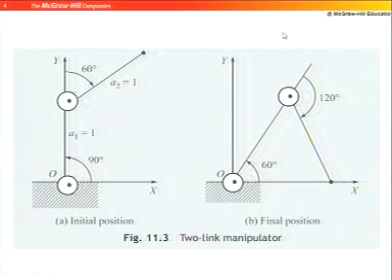So, I take a 2 degree of freedom example. I have a robot which is in this configuration where my link 1 is making an angle 90 degree and link 2 making an angle minus 60 degree, and now this is my first position and I want the robot to move to these positions where this angle is 60 and this angle is 120.